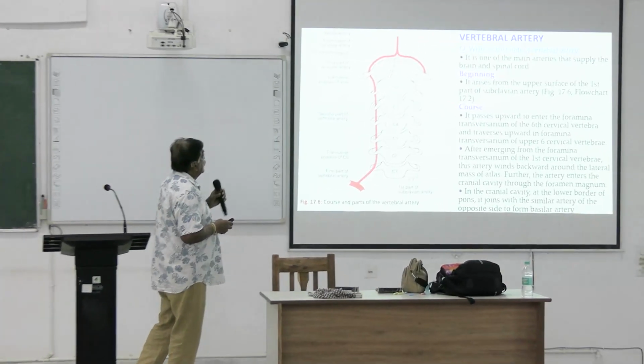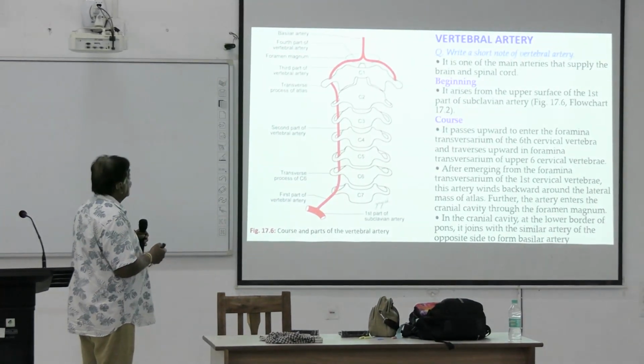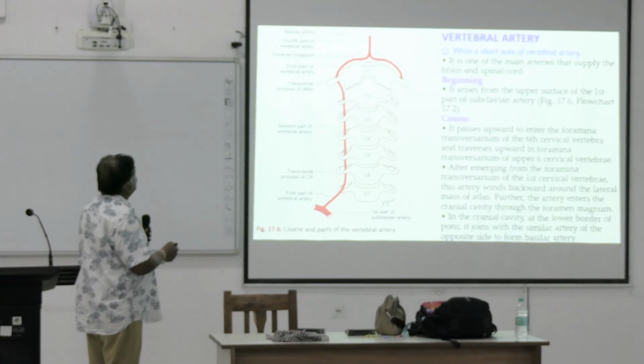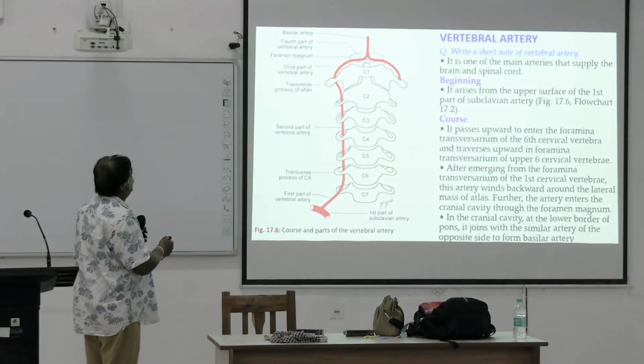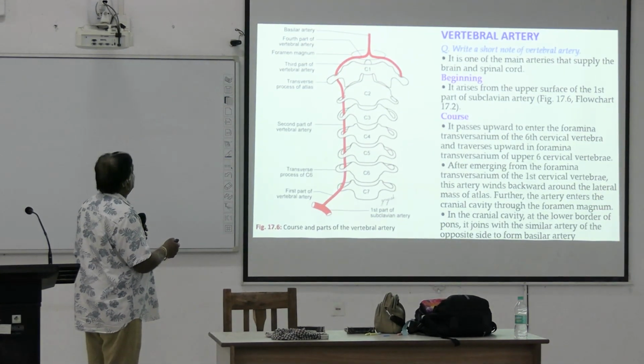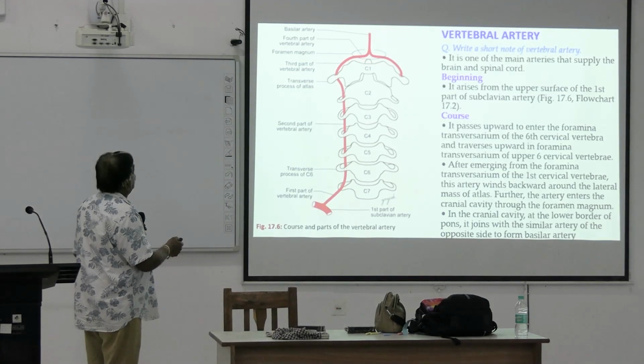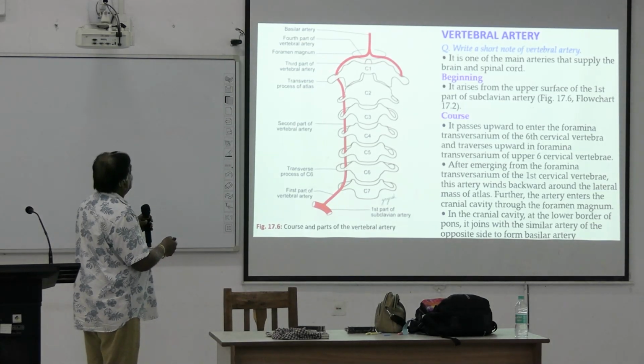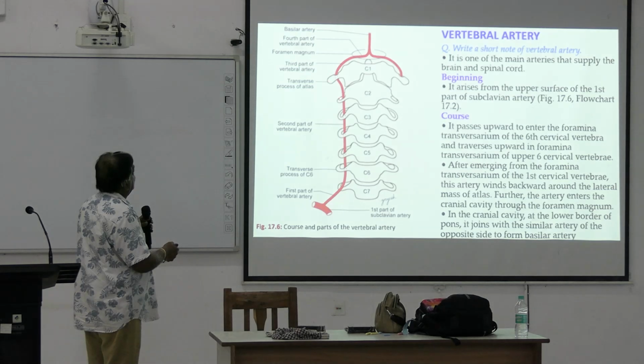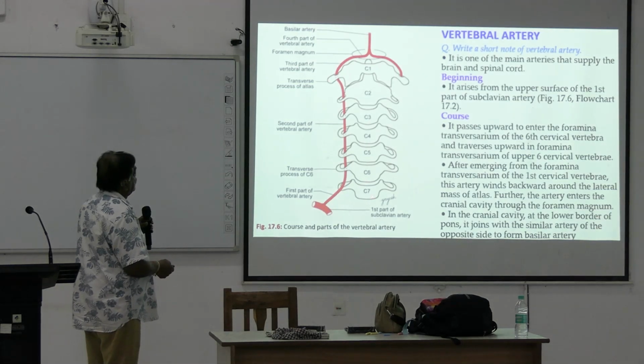Now, vertebral artery. Now, see, this is the basilar artery. Fourth part of the vertebral artery is here. This is the foramen magnum. Third part of the vertebral artery, and transverse process of the atlas. This is C1, C2, C3, C4, C5, C6, C7.